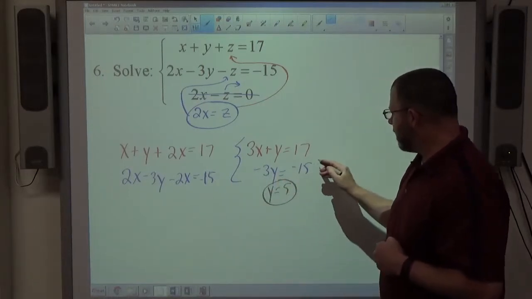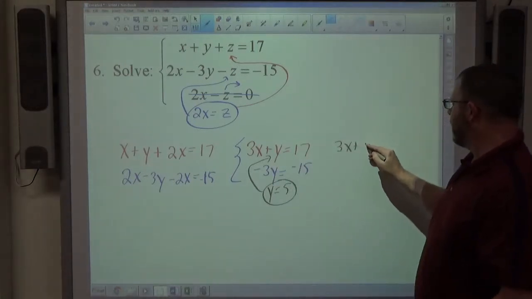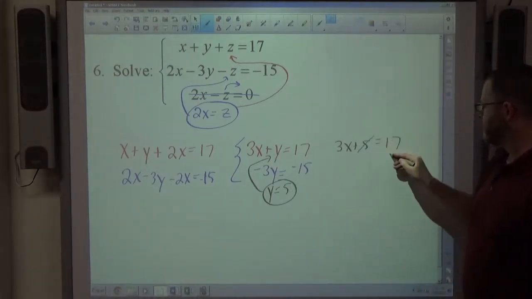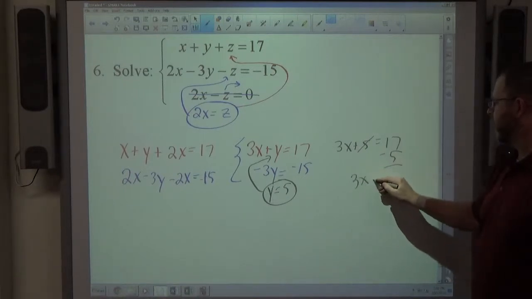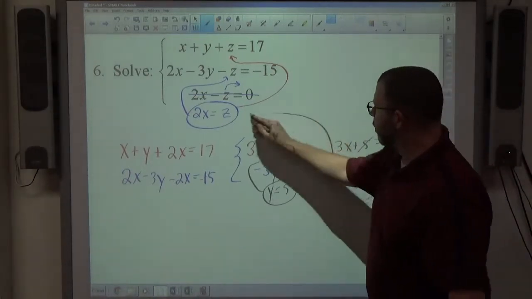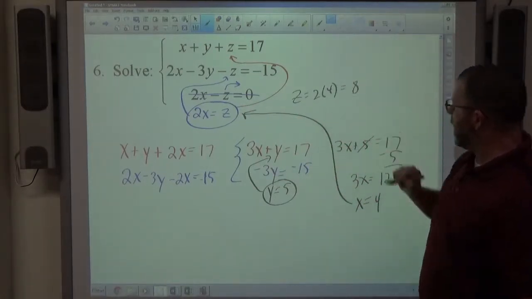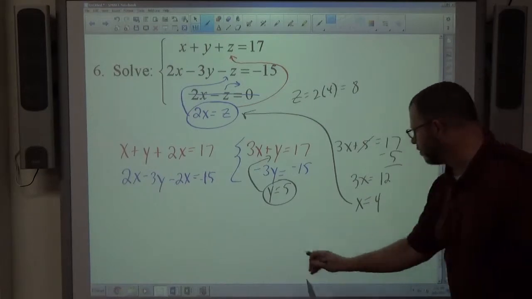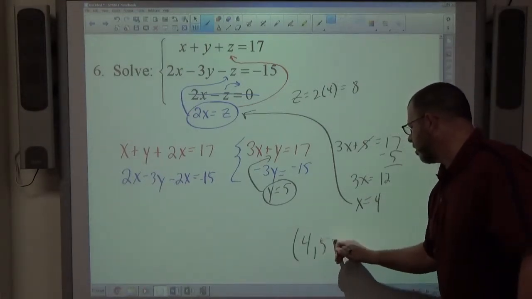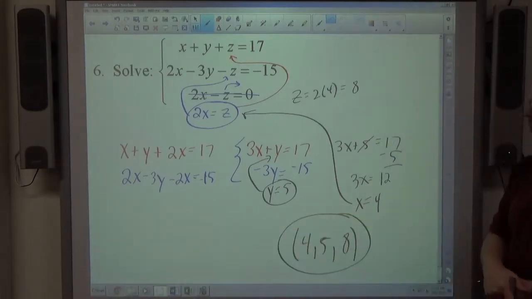And if y equals 5, that means the top equation becomes 3x plus 5 is equal to 17. Which means 3x equals 12, which means x equals 4. And once I know x equals 4, I know z is equal to 2 times x, so z is equal to 8. And then once I have all 3 answers, x followed by y followed by z is the solution.